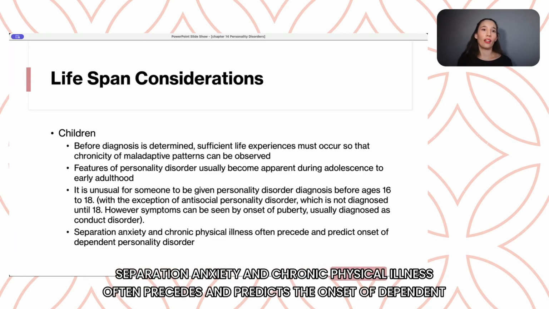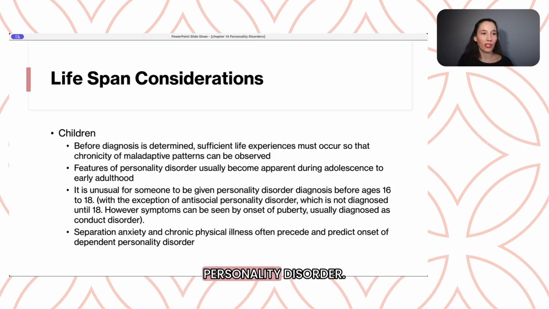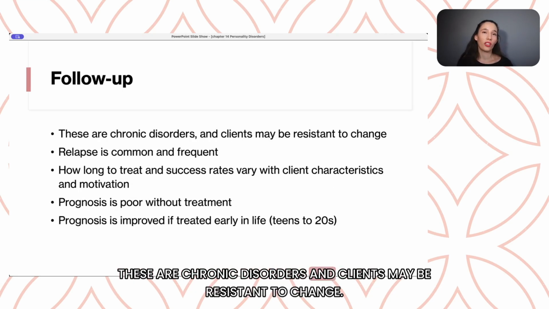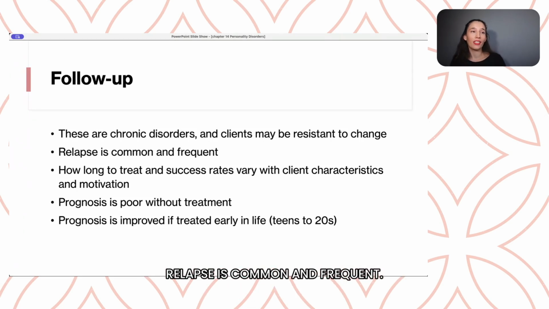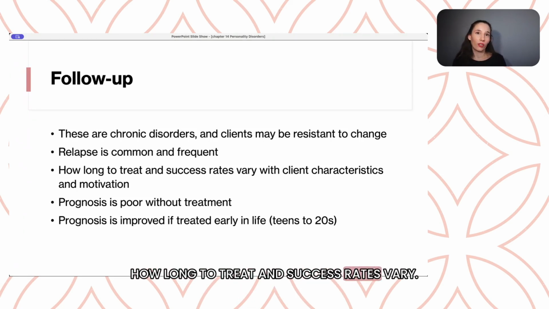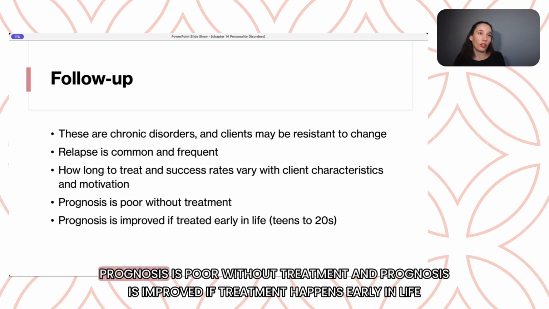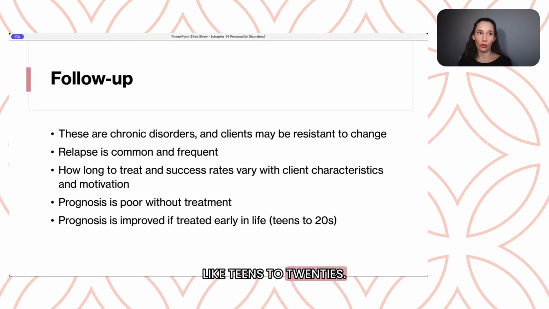Separation anxiety and chronic physical illness often precede and predict the onset of dependent personality disorder. These are chronic disorders and clients may be resistant to change. Relapse is common and frequent. How long to treat and success rates vary. Prognosis is poor without treatment, and prognosis is improved if treatment happens early in life, like teens to 20s.